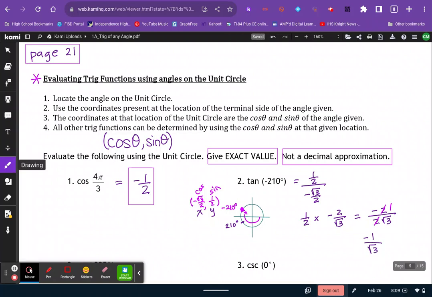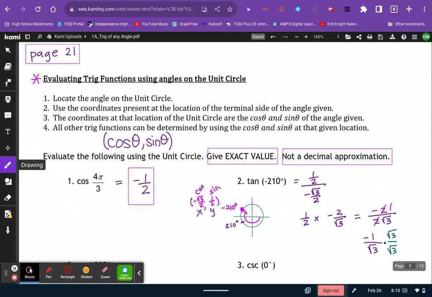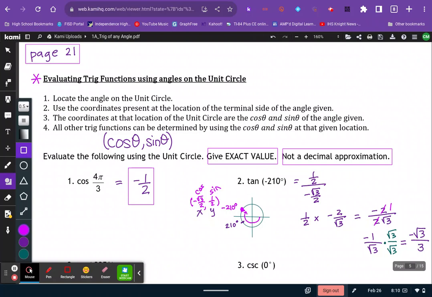It would be just perfect if I could stick it in the calculator and get a decimal for it, but that won't get me any credit. So instead, I'm going to rationalize. Multiply the top and bottom both by square root of 3. So now I end up with negative square root of 3 over 3. And this is my final answer. This is the tangent of negative 210.